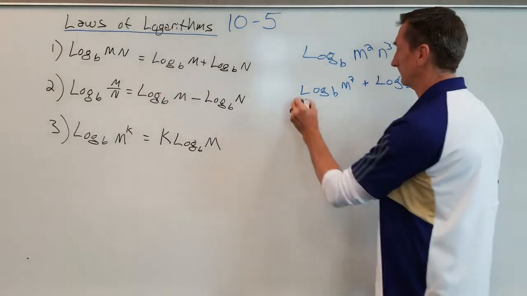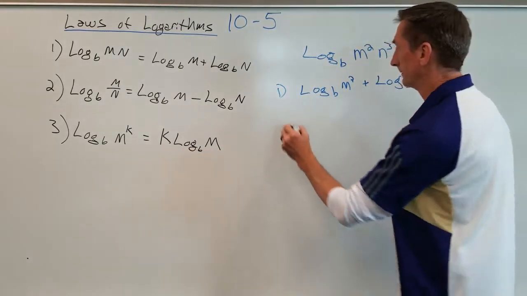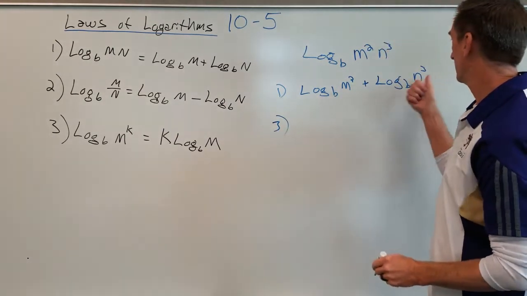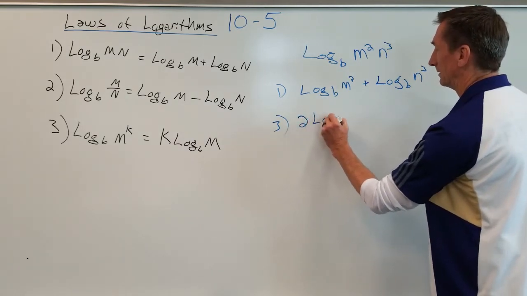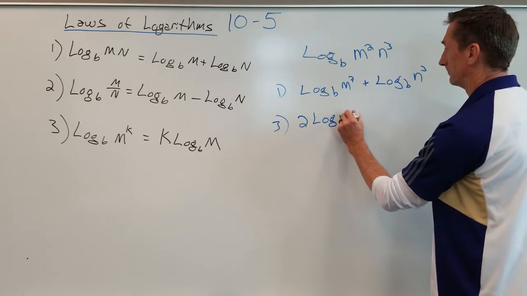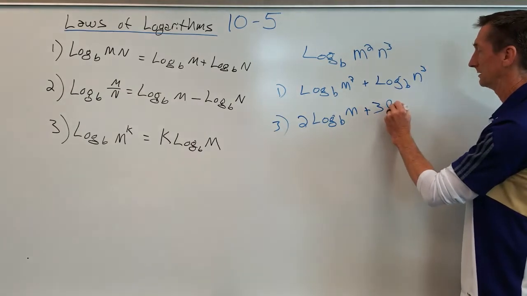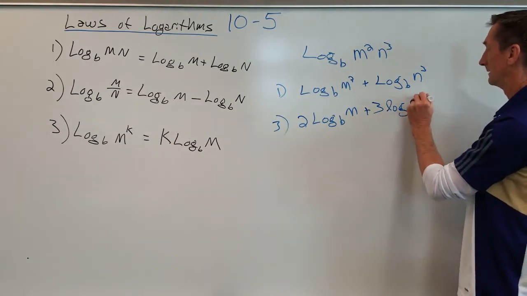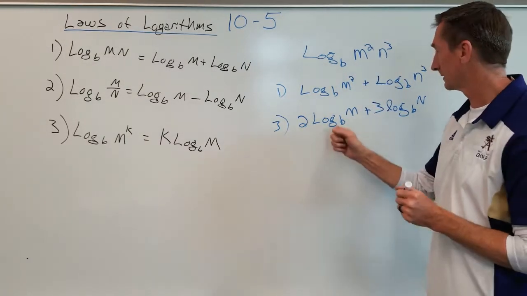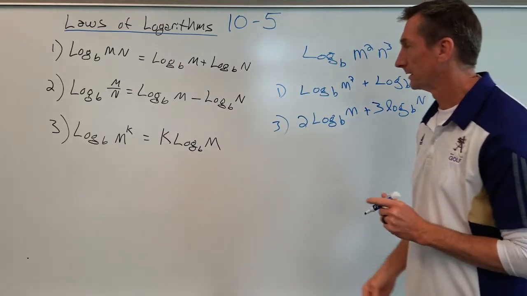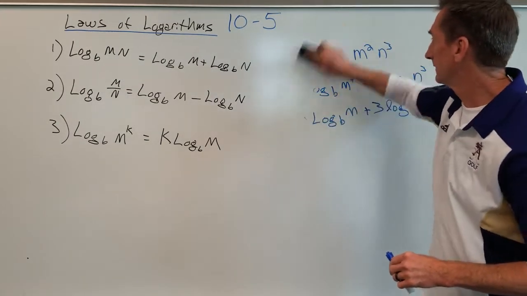Now I'm going to apply law 3 and get rid of these exponents that are up here on top of the m and the n. So that'll be 2 log b m plus 3 times log n. Okay? So see how we've gone from a fairly complex number to a couple of rather simple numbers. And we can do that. Let's show another example and get more familiar with this.